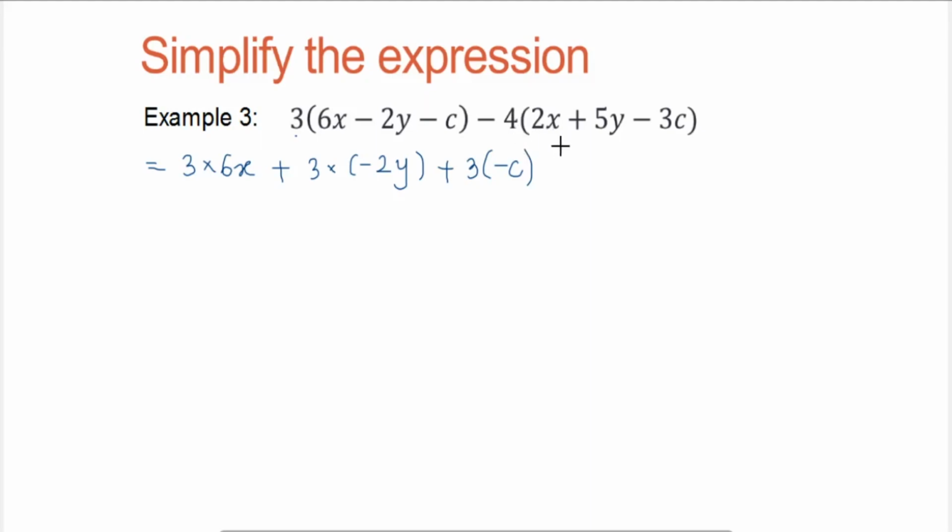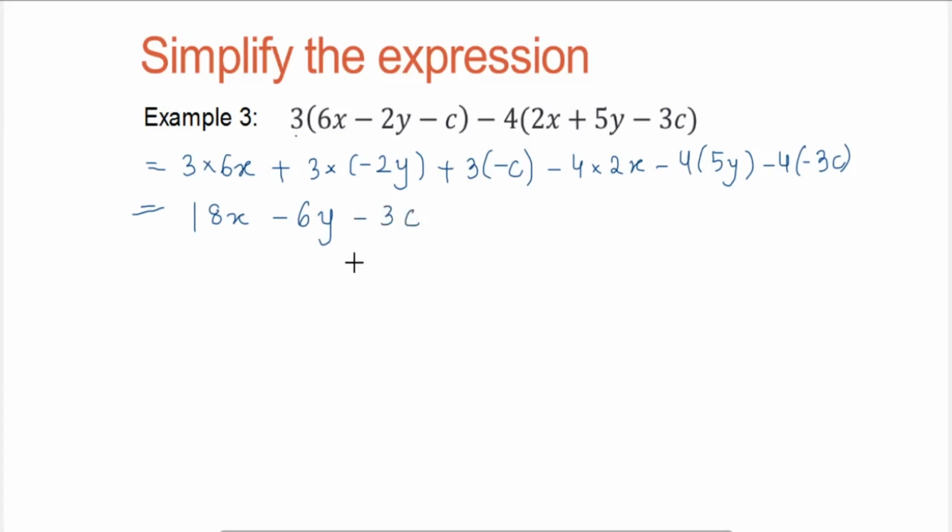Similarly, apply distributive property to solve the brackets. That is minus 4 into 2x minus 4 times 5y and minus 4 into minus 3c. This becomes 18x and 3 times minus 2 is minus 6y. 3 times minus c. Remember, if we write minus c, then the coefficient of c is negative 1. So 3 into negative 1 is minus 3c.